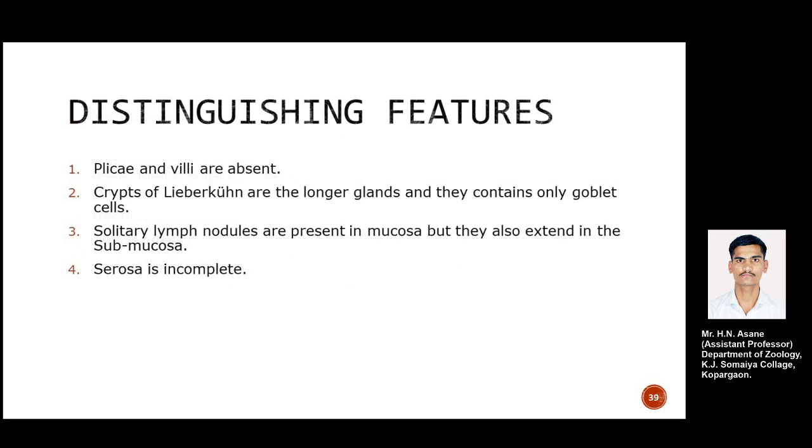So the distinguishing features of the rectum: the plicae and the villi are absent, and the crypts of Lieberkühn are present. These crypts of Lieberkühn are longer glands, and they contain only goblet cells, with a rare presence of some other cells. Solitary lymph nodules are present in the mucosa, but they also extend into the submucosa region. The fourth peculiar character is that the serosa is incomplete.